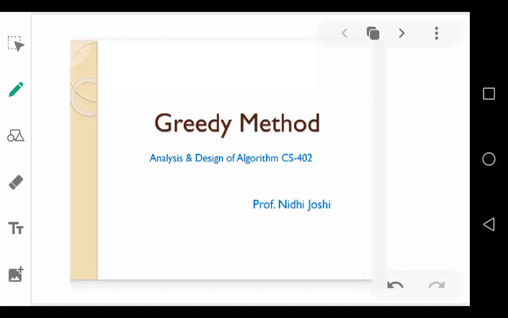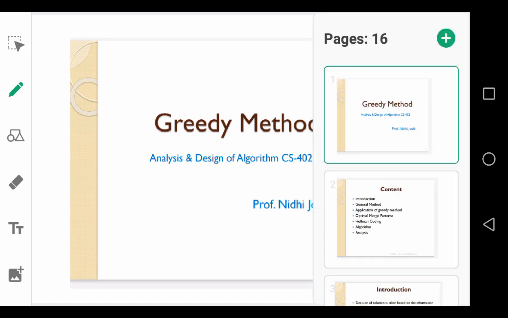Everybody, myself Nidhi Joshi, and in today's session I am going to discuss what a greedy method is. Greedy method is one of the algorithm strategies that I had discussed when I was discussing the algorithm strategies, like divide and conquer, dynamic programming, backtracking. So greedy method is also an algorithm strategy that we use where the decision of the solution is taken based on the information available.